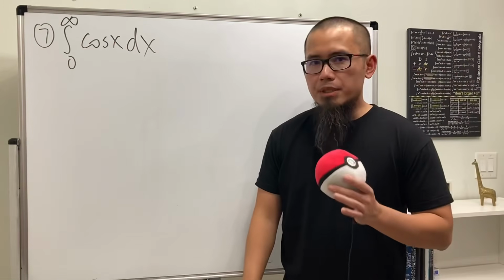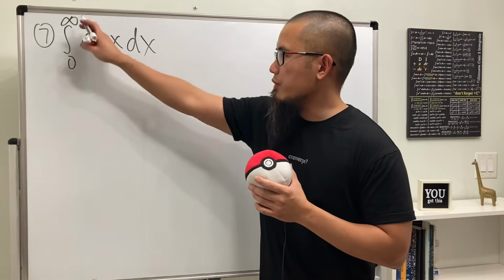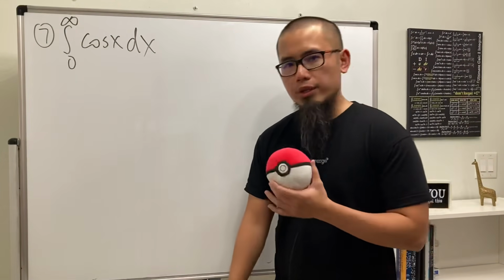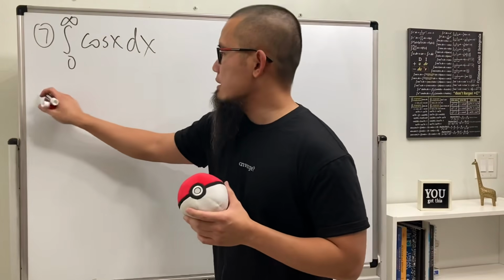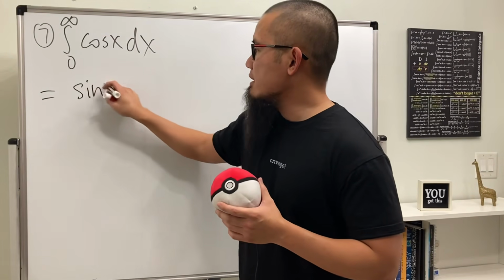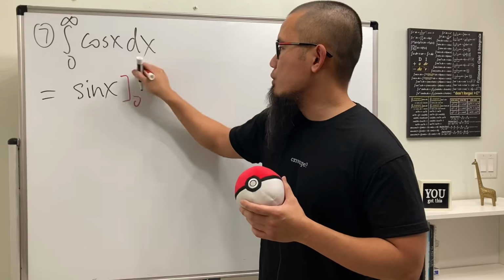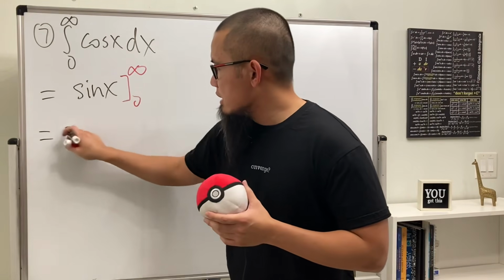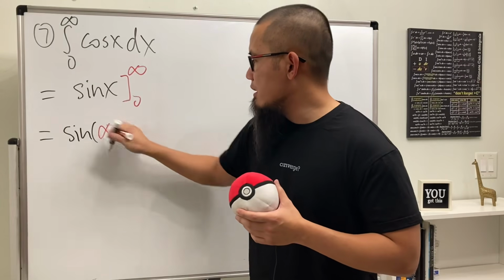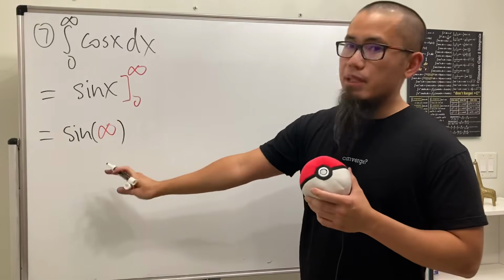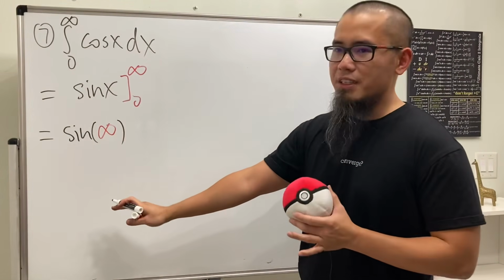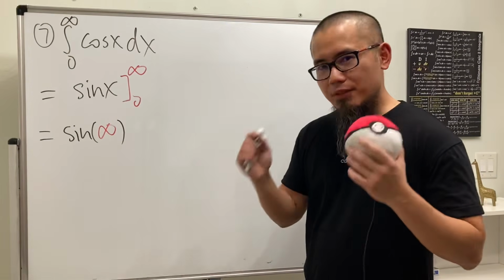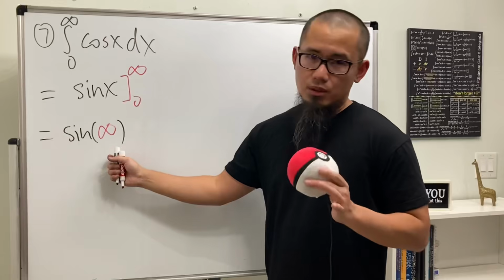But that's it. Number 7, we have the integral from 0 to infinity of cosine x dx. So of course, we can just go ahead and do the integration. The integral of cosine x is just positive sine x, and then of course we are looking at 0 to infinity. Plugging in infinity and plugging in 0, so we get sine of infinity like this. This is a really bad notation. I know that I said that so many times, but it's okay. If you remember that we are taking a limit, then this is okay.